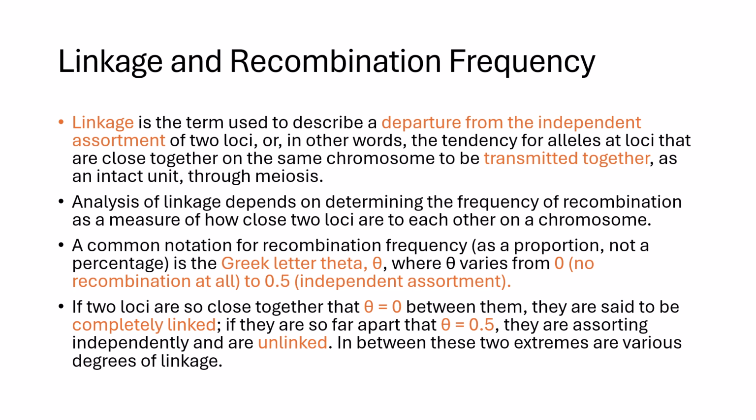So we've talked about linkage disequilibrium and linkage equilibrium in our previous slides. So linkage is a term which is used to describe departure from independent assortment. So we'd expect independent assortment most of the time, but when it is linked, then there is no independent assortment between the 2 loci. Or in other words, the tendency for alleles at loci that are close together on the same chromosome to be transmitted together as an intact unit through meiosis.